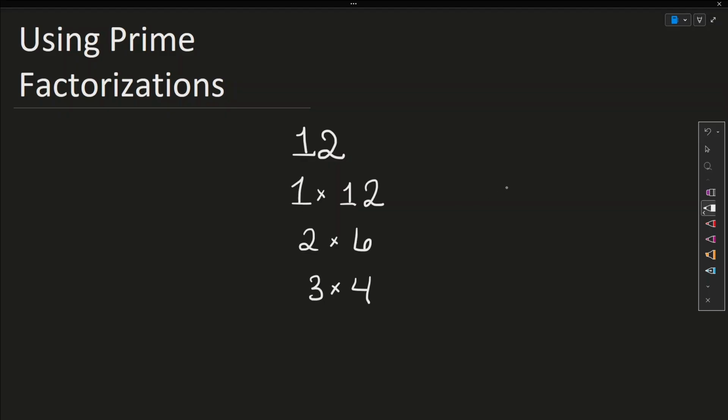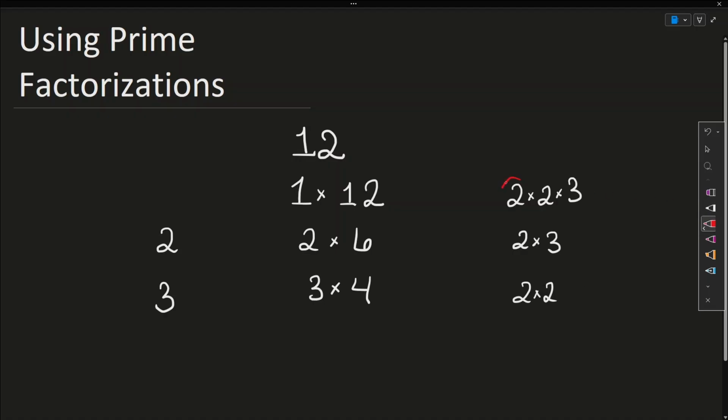So 1 is a special number, but 12 has a prime factorization, in particular 2 times 2 times 3. 2 is prime, but 6 is not. That's 2 times 3. 3 is prime, but 4 is not. That's 2 times 2. So with each of these products, I have a 2, I have a second 2, and I have a 3. So no matter how I break them down, I still have 2 2s and 1 3.